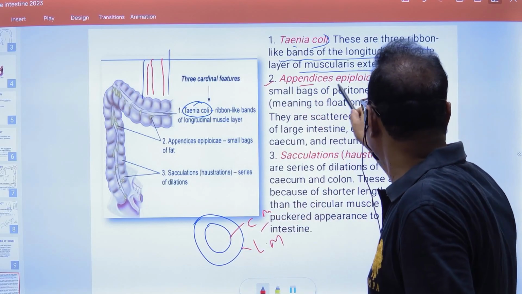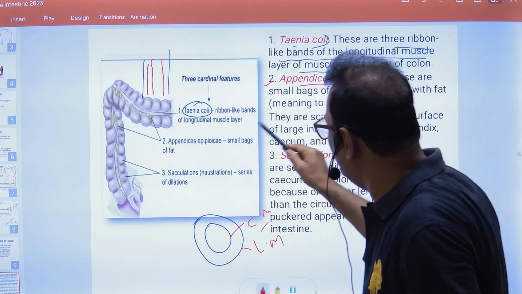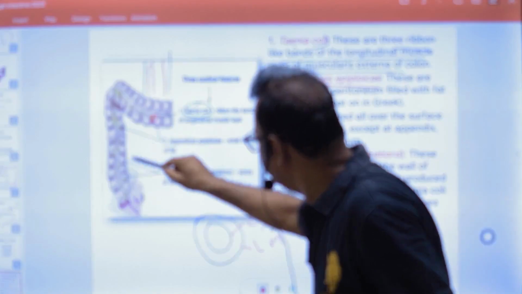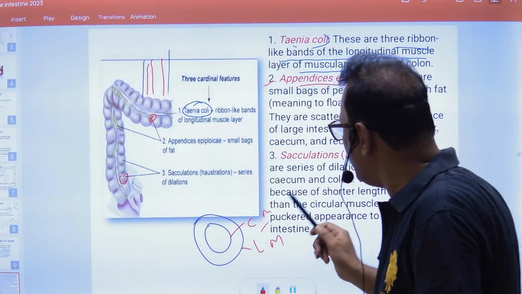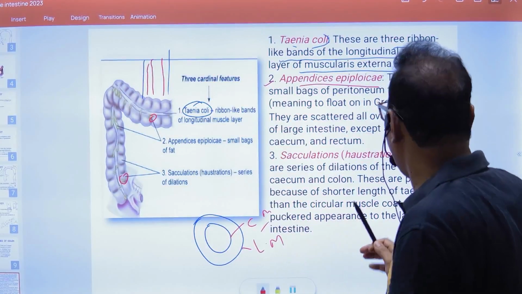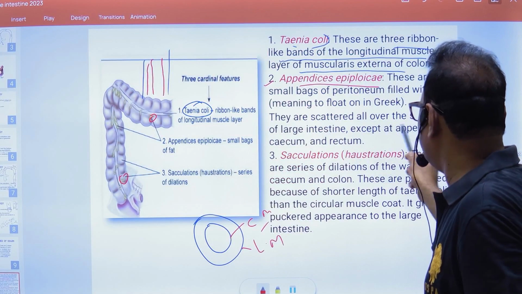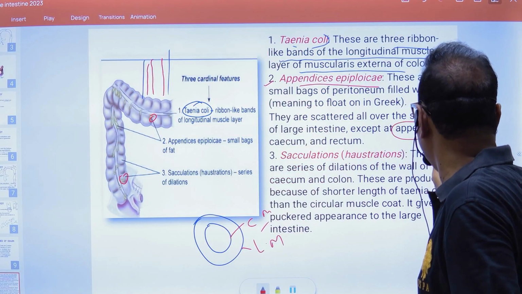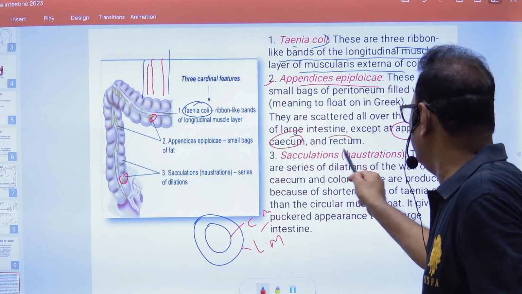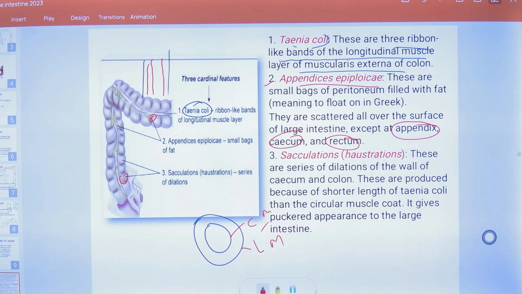Also, we have got the appendices epiploicae. These are small bags of peritoneum filled with fat, and you can see them over here. We will see them further also. They are distributed all over the surface of the large intestine, but they are not seen over the cecum, appendix, and the rectum.